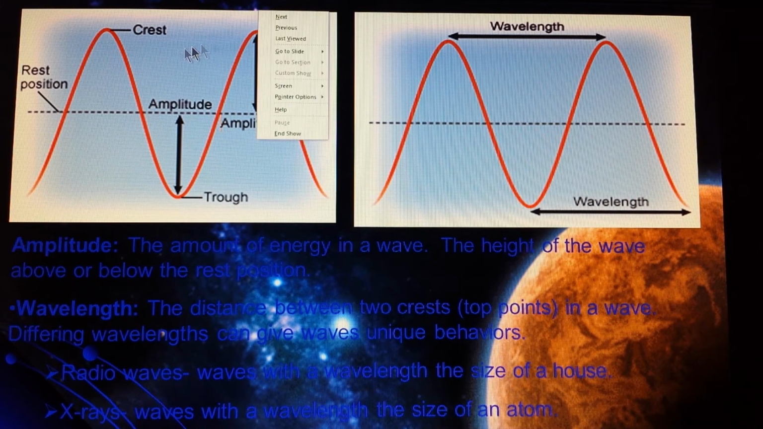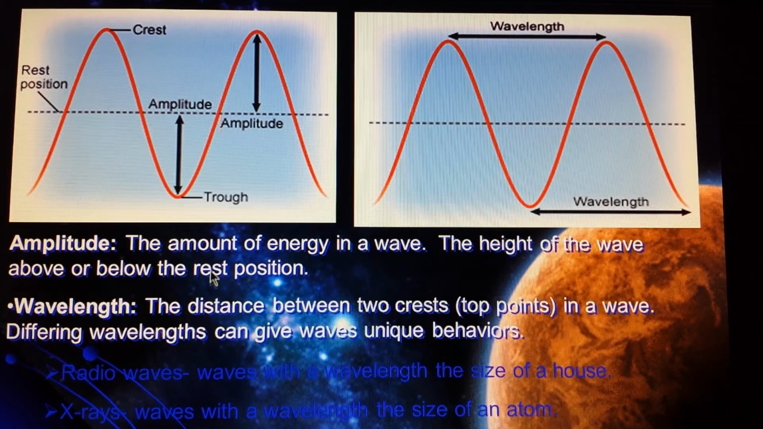Amplitude is the height of the wave. Crest would be the top of the wave. Trough is the bottom of the wave. Pretty straightforward there.